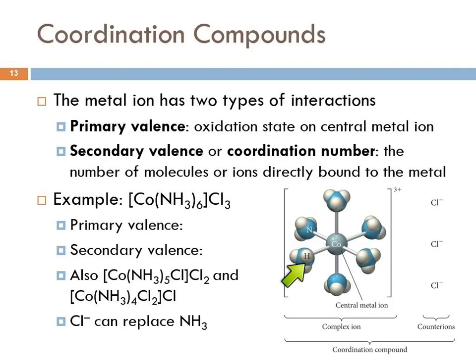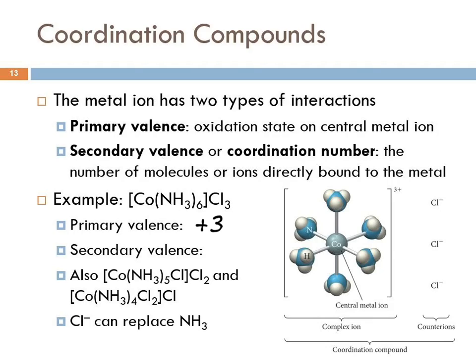Well, do these ammonia molecules have charges? NH3, does that have a charge? No, it doesn't. These are neutral molecules. They're Lewis bases. They're donating electron pairs. Right? So with neutral molecules, the charge on the complex ion is the same as the charge on the metal ion. If it's got ligands that are ions, then it's not the same. So the primary valence here is +3. That's the oxidation state on the central metal ion.